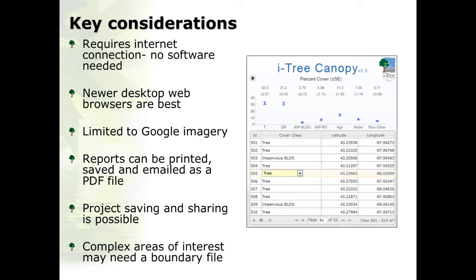One of the frequent questions that we get from folks is, I have a really high quality image that I'd like to use. How can I import this into iTree Canopy to do a survey? And the simple answer is you can't. It's somewhat limited to a simple web-based application. It's not a GIS application.